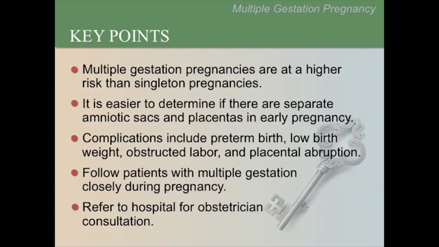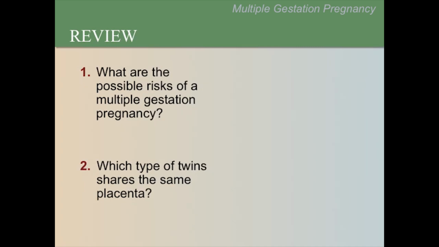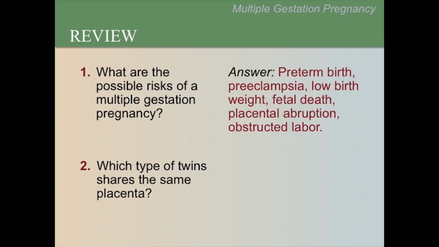Let's review the key points. Multiple gestation pregnancies are at higher risk than singleton pregnancies. It is easier to determine if there are separate amniotic sacs and placentas in early pregnancy. Complications of a multiple gestation pregnancy include preterm birth, low birth weight, obstructed labor, gestational diabetes, preeclampsia, and placental abruption. Review questions. What are the possible risks of a multiple gestation pregnancy? The answer is preterm birth, preeclampsia, low birth weight, fetal death, placental abruption, gestational diabetes, and obstructed labor.